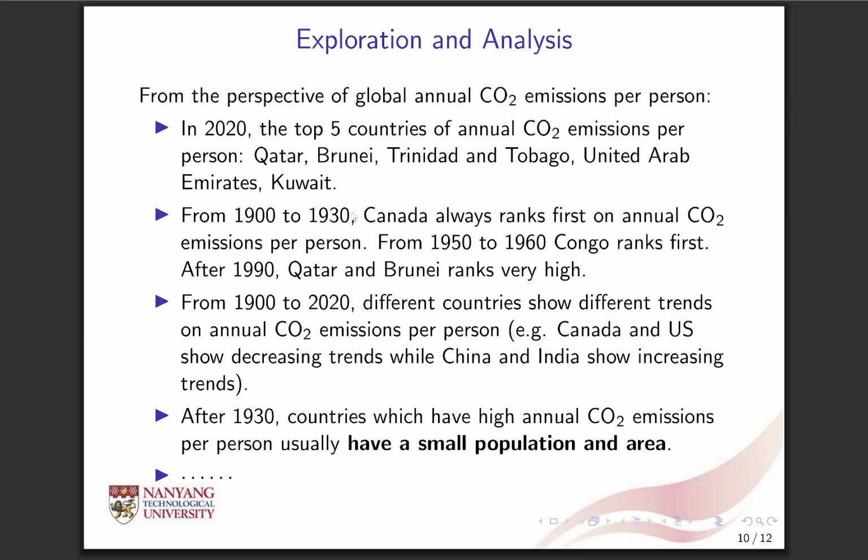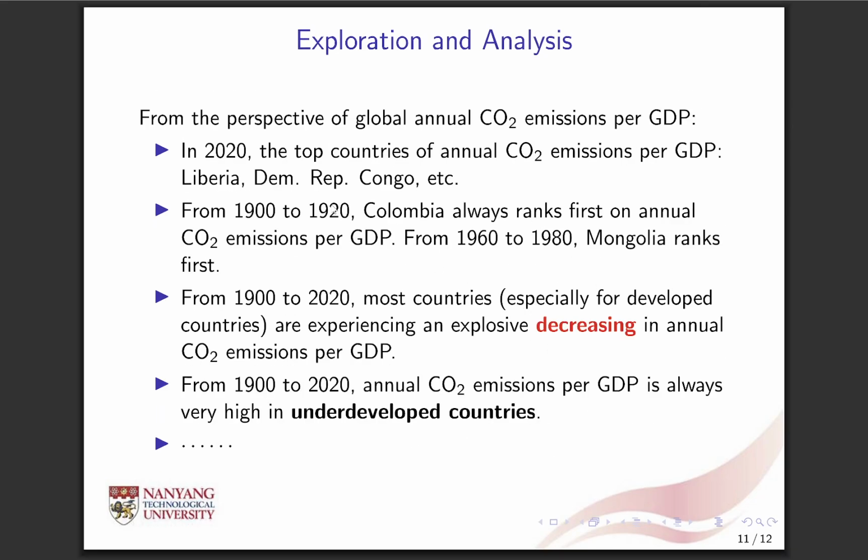And from the perspective of global annual carbon dioxide emissions per person, it's important that after 1930, countries which have high annual carbon dioxide emissions per person usually have a small population and area. Next, let's see the perspective of annual emissions per GDP. It's important to notice that from 1900 to 2020, annual carbon dioxide emissions per GDP is always very high in underdeveloped countries.